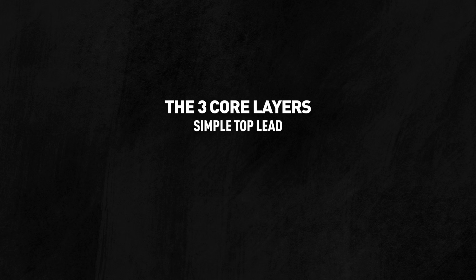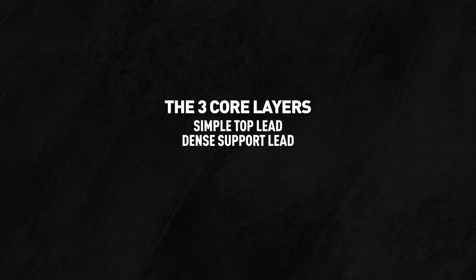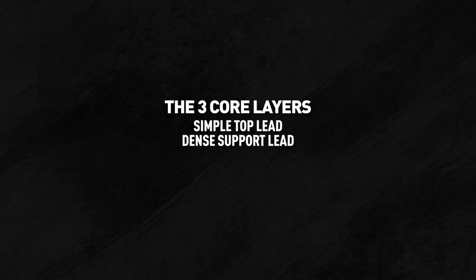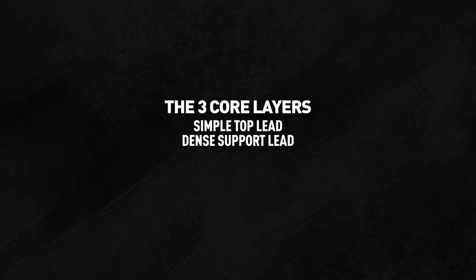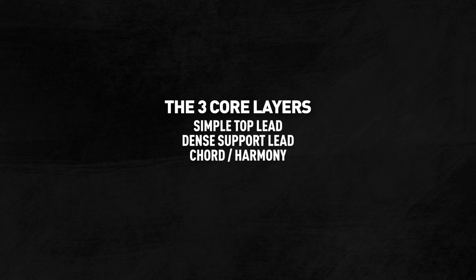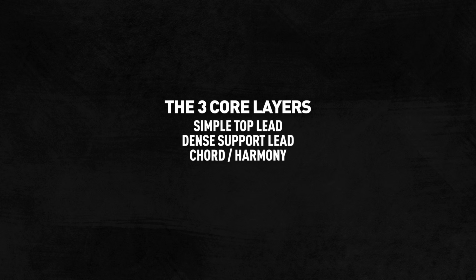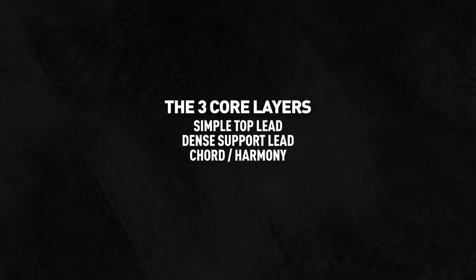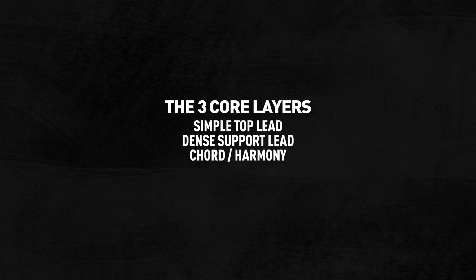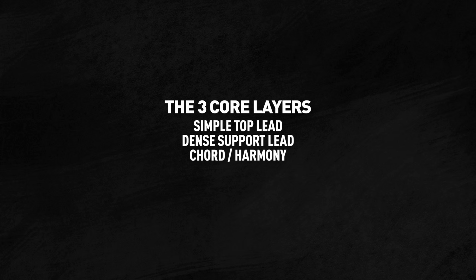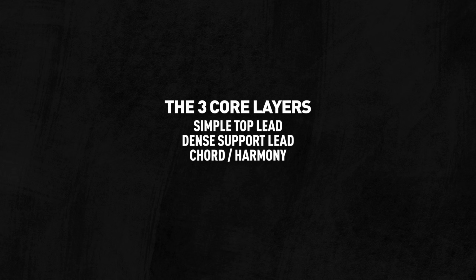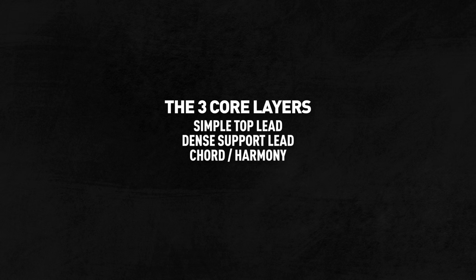So let's summarize. We want a top lead that gives the lead character, but at the same time is simple in nature to add definition to the lead. Next, we want a layer that assists the top lead and adds density and width to it. That's the support lead. And lastly, we want a layer that adds complexity. That's either a chord layer or layers that add harmonies to the melody, or some variation of the two. These three components are the core of modern hardstyle leads. And if you use all three, you'll have a very good chance of making a lead that's both clean and complex at the same time.